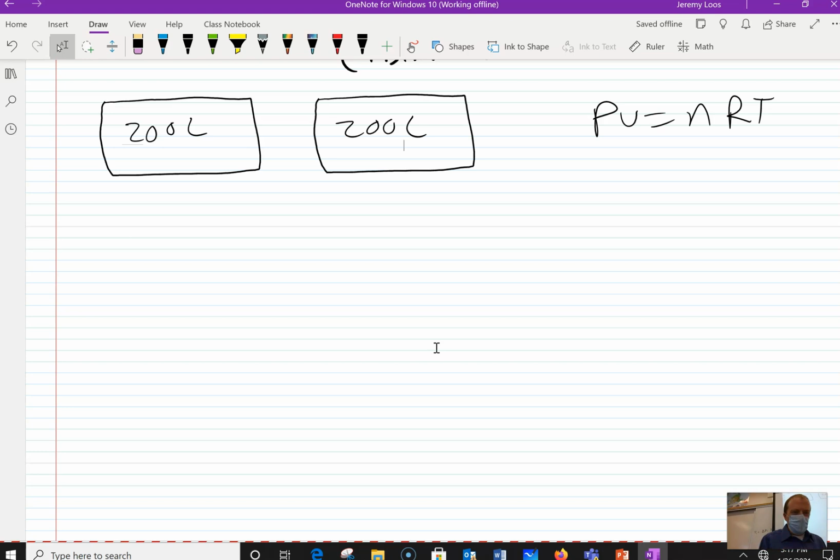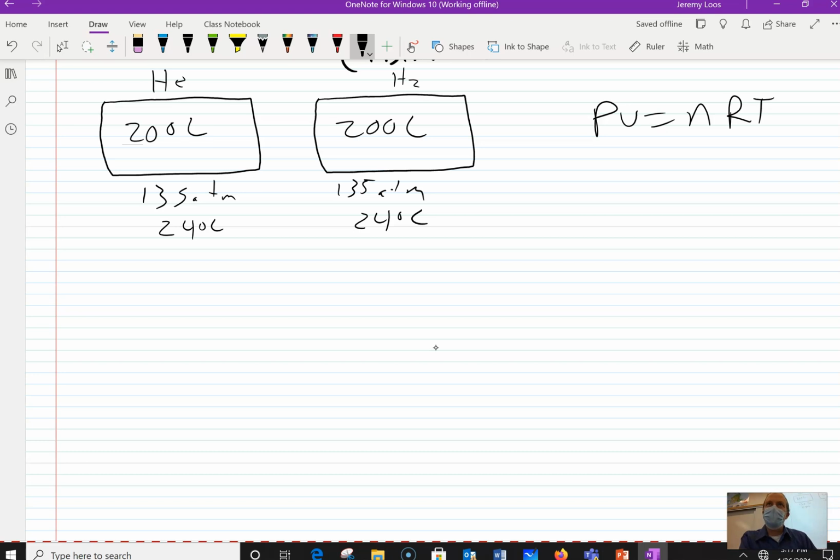So it's 200 liters. They're at pretty high pressure. 135 atmospheres is a lot of pressure. So these are jam-filled with gas. And they're at 24 Celsius. So what it's saying is one is filled with helium and one is filled with hydrogen. Hydrogen would actually be H2. So it's asking what is the mass of hydrogen and the mass of helium in each tank?